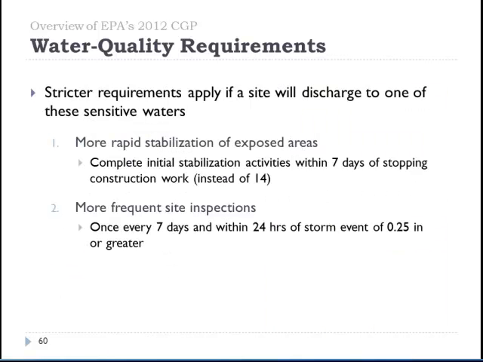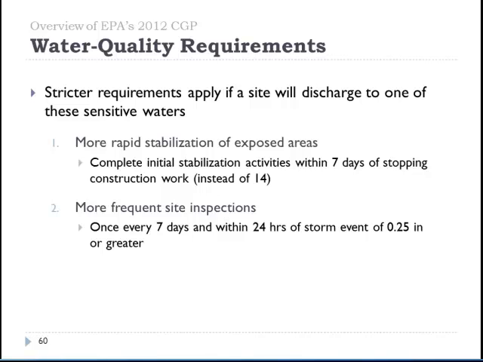The water quality requirements for discharges to sensitive waters include more stringent requirements for stabilization and for inspection. For stabilization, to minimize the amount of exposed soil that could potentially be discharged in stormwater, the permit requires that you complete your stabilization activities within 7 days of stopping construction work instead of the 14, which applies to sites not discharging to sensitive waters.